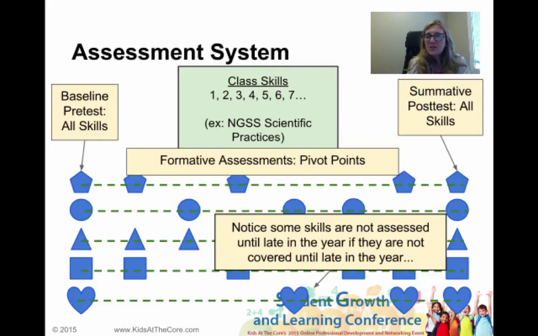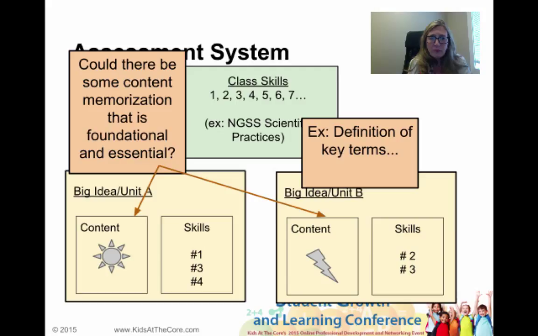in those specific skills. And some skills, like for example, the one represented by the heart here, might not be covered until late in the year, and that's okay for us not to measure them on the assessments until later in the year. Now, of course, there probably is some content memorization that's foundational and essential, like for example, definition of key terms. And it's not like that shouldn't be represented on a growth assessment, but it's just important to think about the spectrum of complexity.